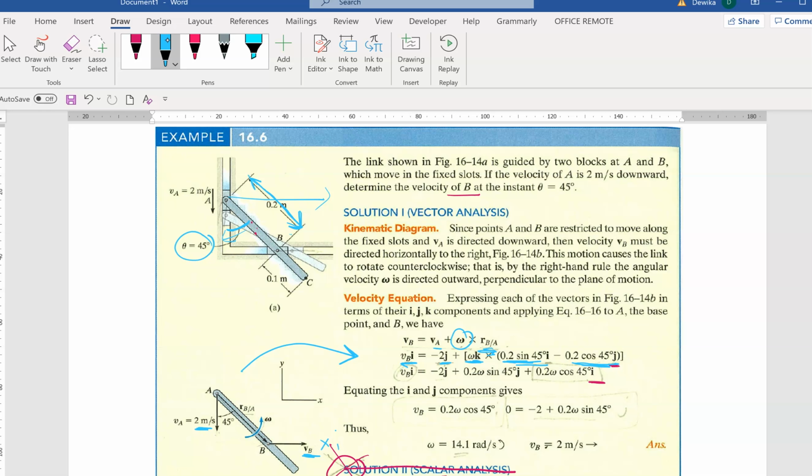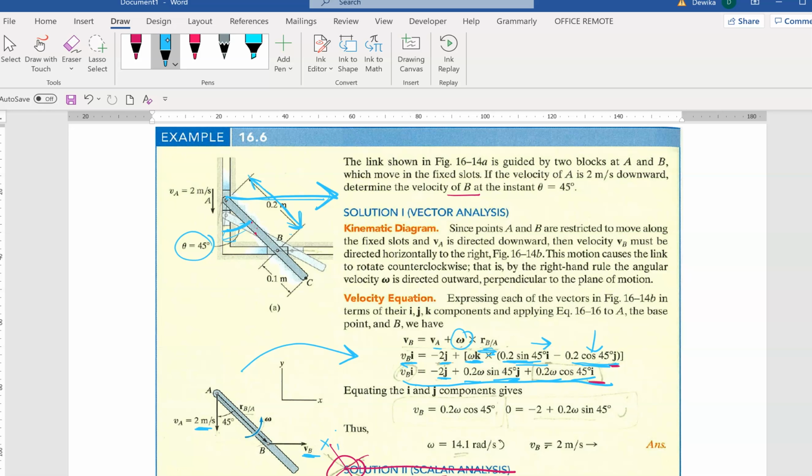Now why is it sine 45? The angle is down here, so sine 45 is somewhere here. It's positive because it's pointing this way, and this is negative because it's pointing down. Now when you solve this mathematically, what do you get? You get VB I equals negative 2J plus 0.2 omega sine 45 J and then 0.2 cos 45 I.